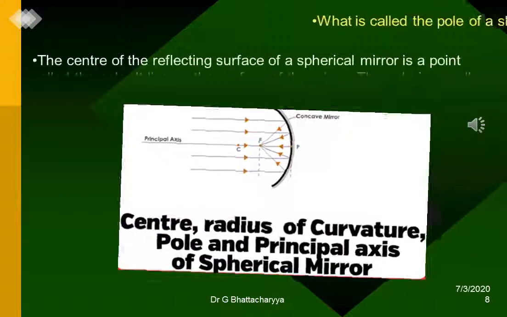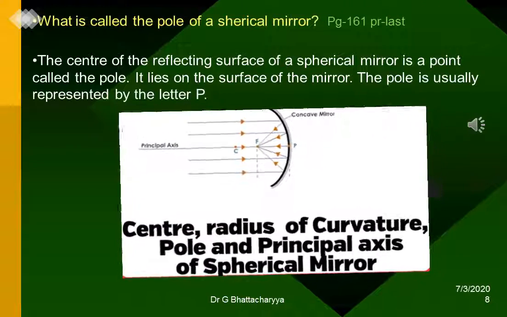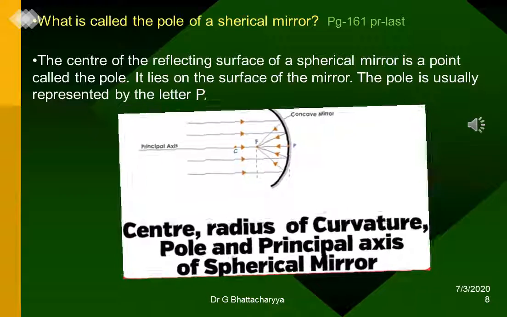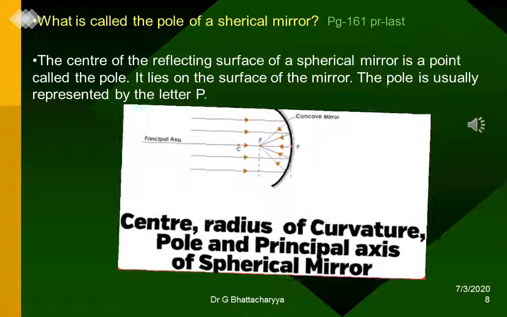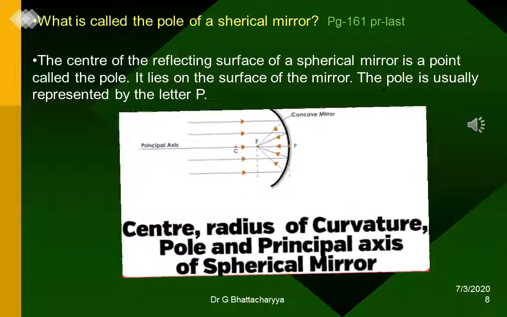What is called the pole of a spherical mirror? The center of reflecting surface of a spherical mirror is a point called the pole. It lies on the surface of the mirror. The pole is usually represented by the letter P.